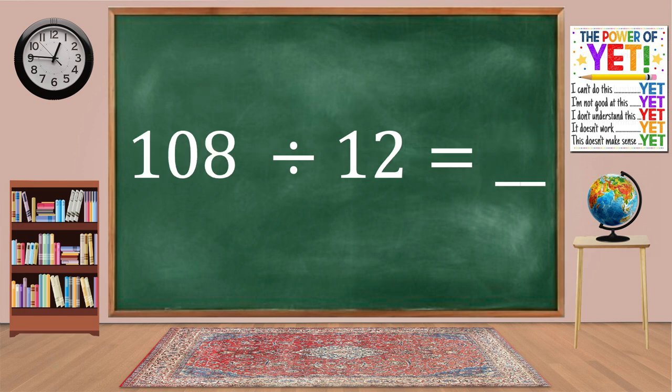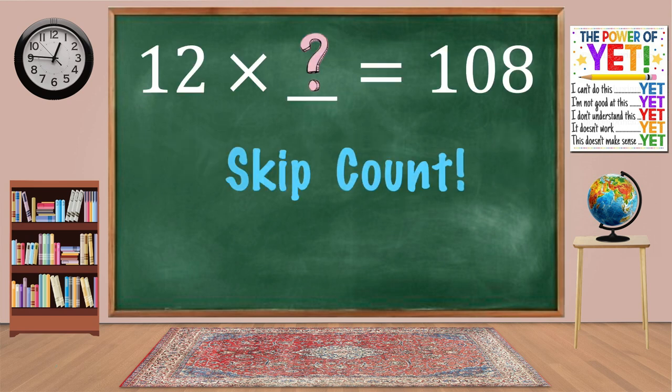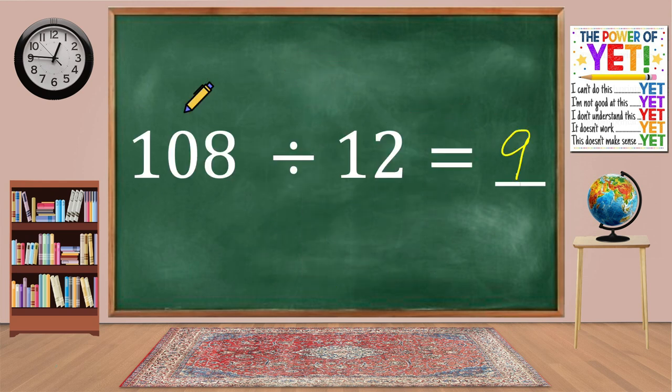108 divided by 12 equals blank. Our related fact is 12 times what equals 108? Skip count. 12, 24, 36, 48, 60, 72, 84, 96, 108. We have nine columns. 12 times 9 equals 108. 108 divided by 12 equals 9.